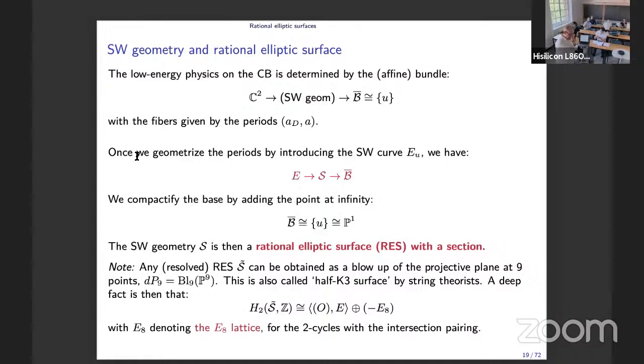Isomorphic to a DP9. That means a DP9 is a blow-up of P2 at 9 points. That's what's sometimes called the half K3 surface by string theorists. But the nice thing about rational surfaces is that their second homology lattice, when you put the second homology with the intersection pairing, takes the following form. It's generated by the zero section and the generic elliptic curve, and then it's 10-dimensional. The remaining 8 dimensions form the shape of an E8 lattice.